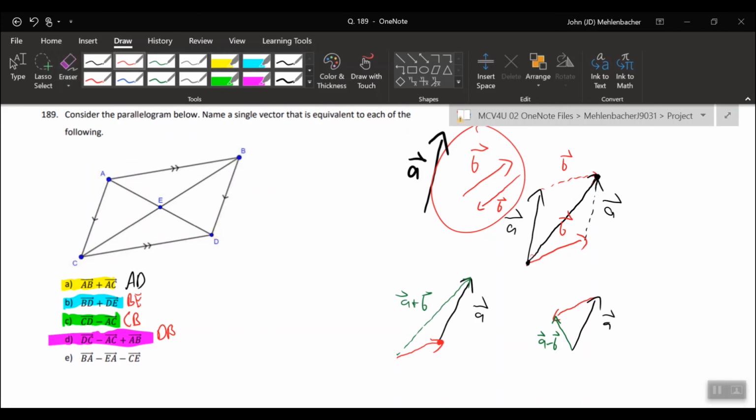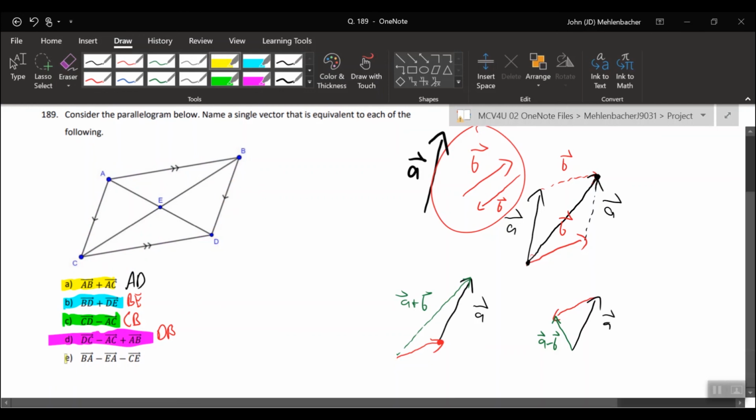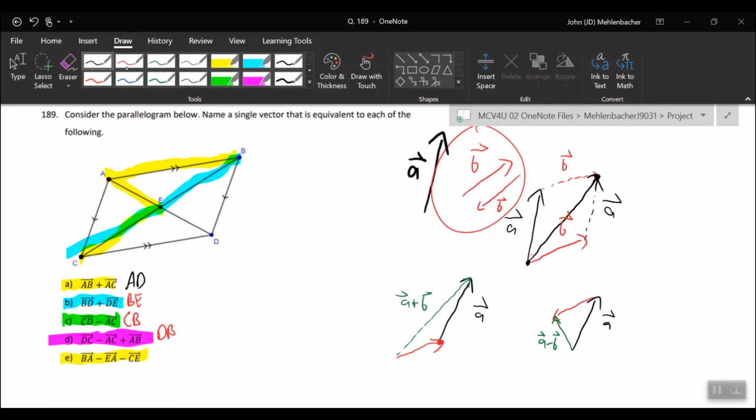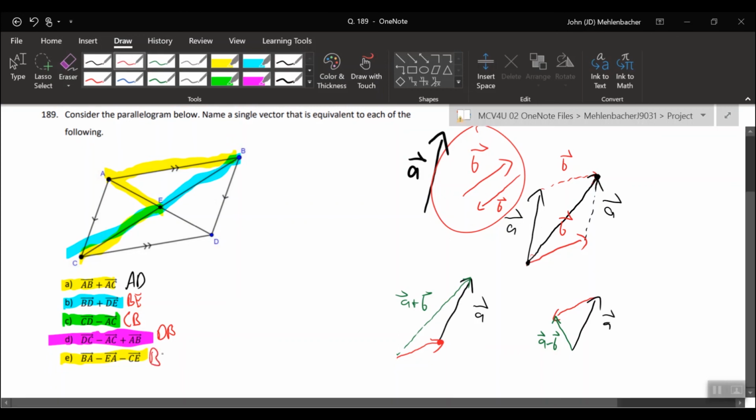Lastly, we have BA minus EA minus CE. BA is positive, so let's start with that. That one goes to the left. Then we're going to add AE, which goes from A to the middle. And then since it's again negative, we're going to add EC, which goes from the middle out. This is all head to tail again, so the resultant would be BC. Therefore the resultant of this one would be BC.